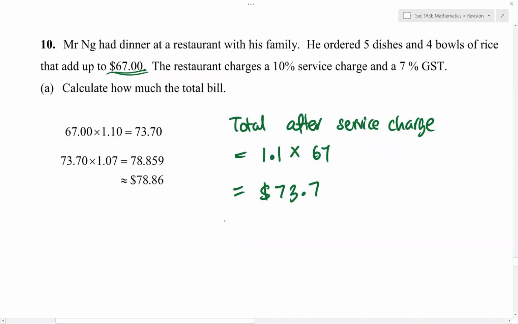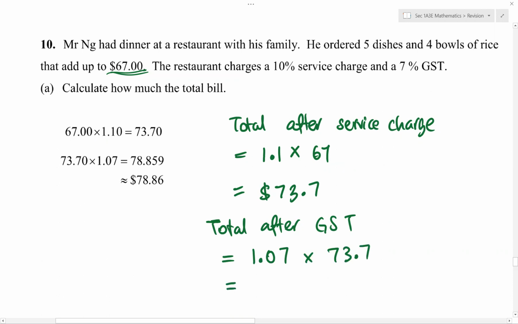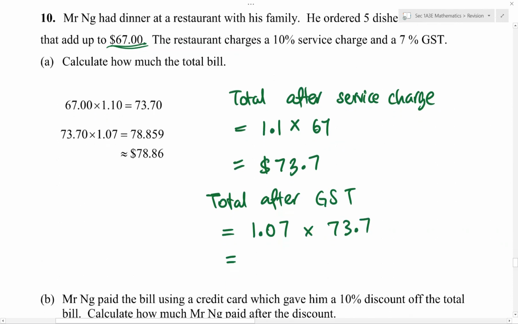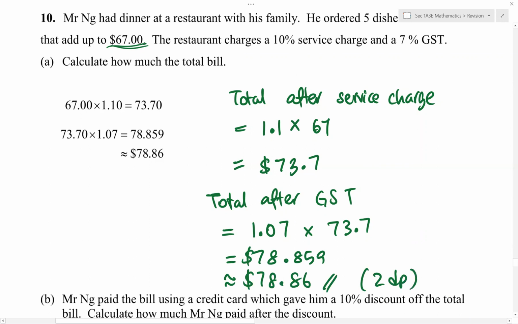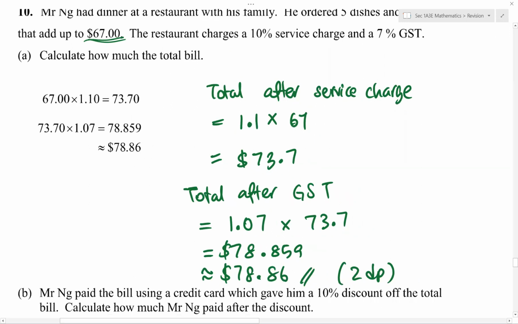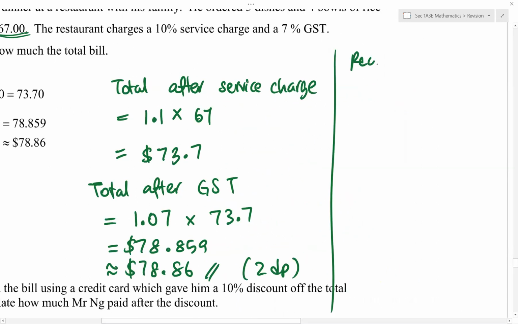Next, GST comes in. Total after GST. 1.07 times 73.7. Do you know why 1.07? 107%. 1.07 times the previous answer, you get 78.859. Then you round it off to 78.86 to 2 dp. This is the long method. What is the short method? There is a short method. Recommended.